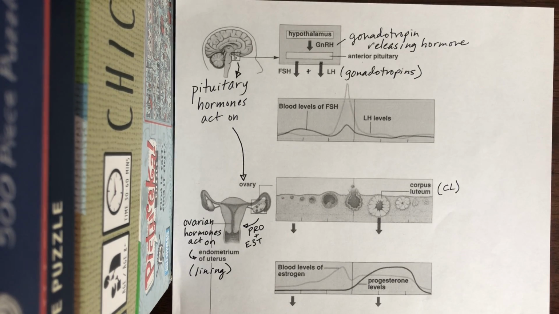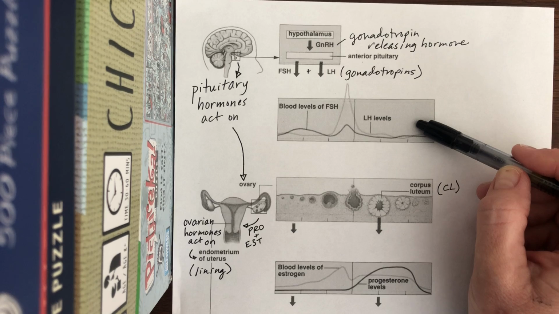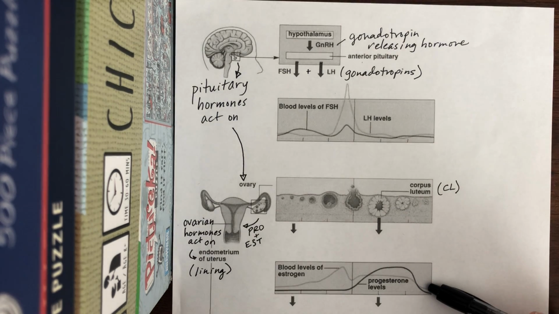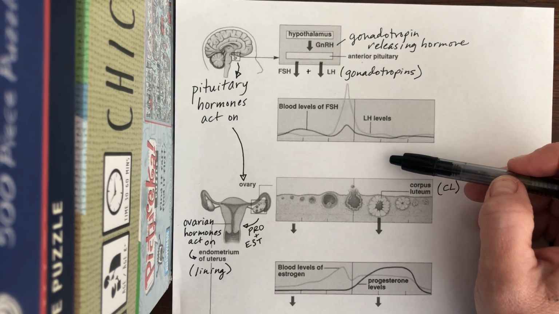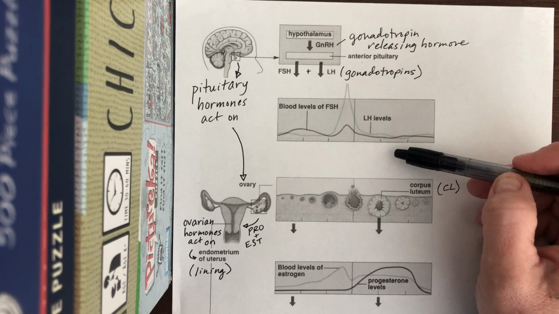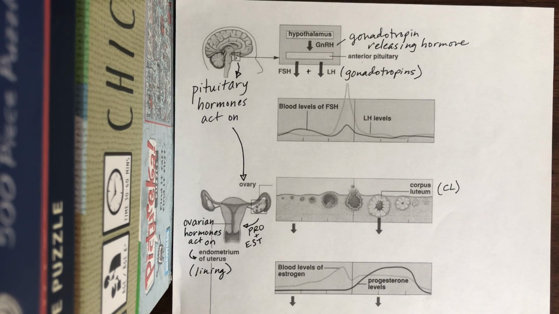throughout the cycle. So the first thing I'd like you to notice is that this graph compares the levels of FSH and LH, whereas this graph compares the levels of estrogen and progesterone. And so as we look at these levels of FSH and LH, we understand FSH as the hormone that allows one follicle to grow and mature.